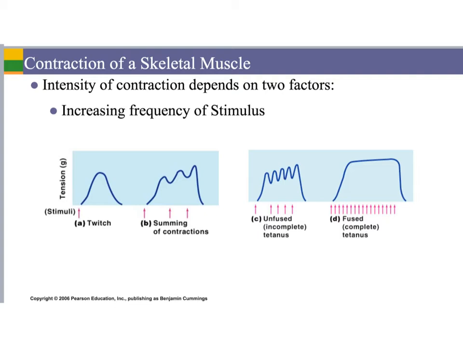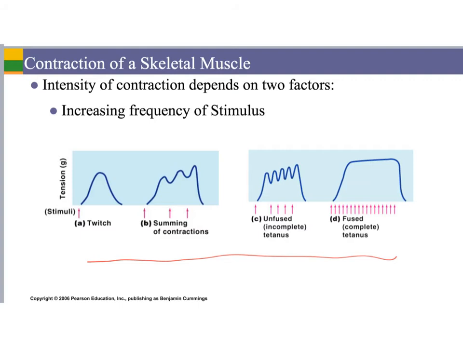And the other way we can control the strength of the contraction is increasing the frequency that those muscle fibers are being contracted. Okay, so we can increase the number of motor units, but we can also increase the frequency with which those motor units are being activated. And so this gives us the different ways of seeing how the frequency affects the strength of contraction.